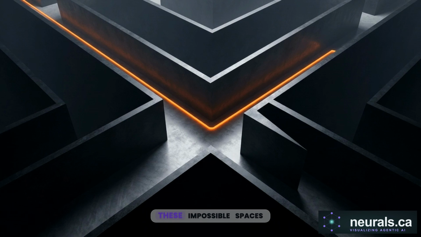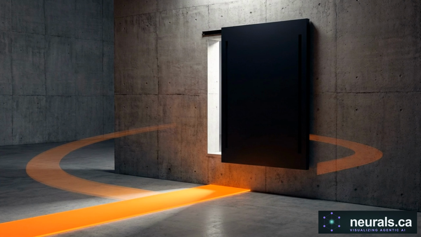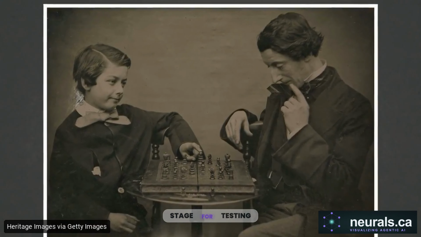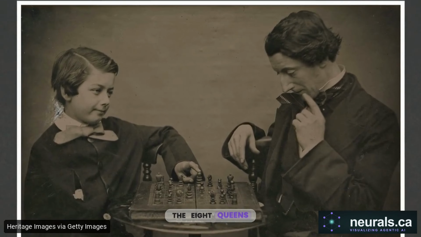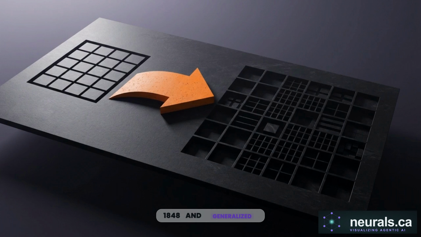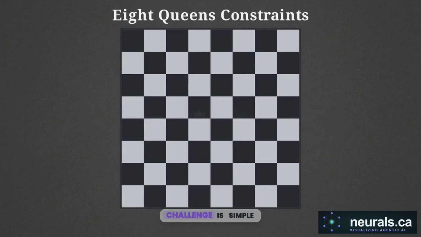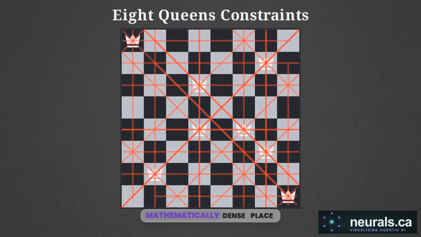To navigate these impossible spaces, we use a strategy that mirrors a very basic survival instinct. We test the waters, and we abandon doomed paths the instant they go wrong. The classic stage for testing this logic is the 8 queens puzzle. Proposed by Max Bezzel in 1848 and generalized to larger grids by Franz Nauck in 1850, the challenge is simple to understand but mathematically dense. Place 8 queens on a chessboard so no two attack each other.